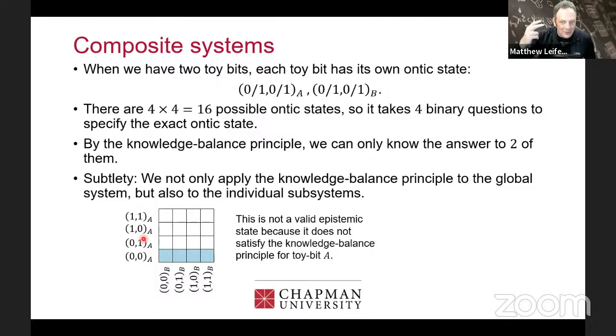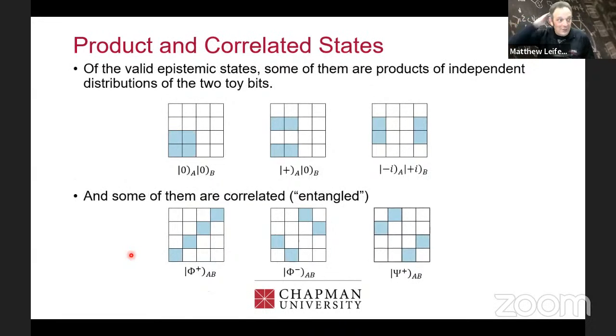So it satisfies the global knowledge balance principle, but it doesn't satisfy the local knowledge balance principle, right? The knowledge balance principle has to apply if we look at Alice's system on its own or Bob's system on its own. Bob's system's okay because we don't know anything about which of these 4 states we're in, but Alice's system is not okay because you know the exact ontic state of Alice's system. So you have to apply the knowledge balance principle to the global system, but also to the local systems. And that means that it's in principle even harder to write down all of the epistemic states, although you can do it. But here's just some examples of epistemic states that are valid in the theory.